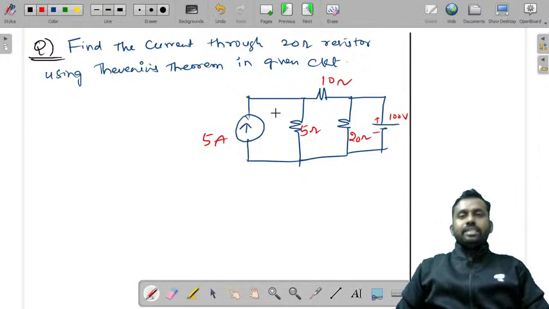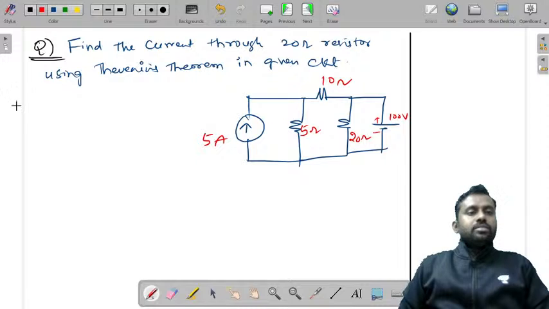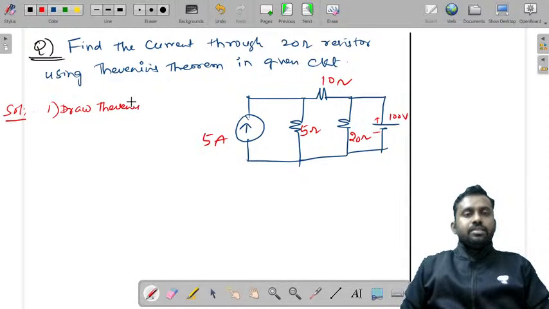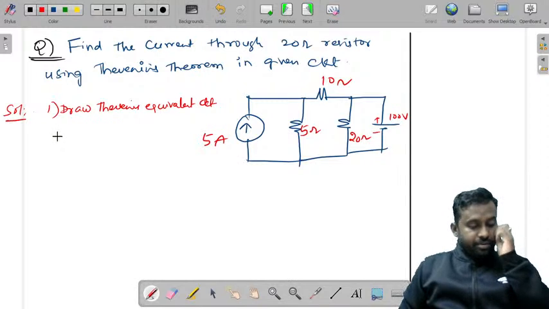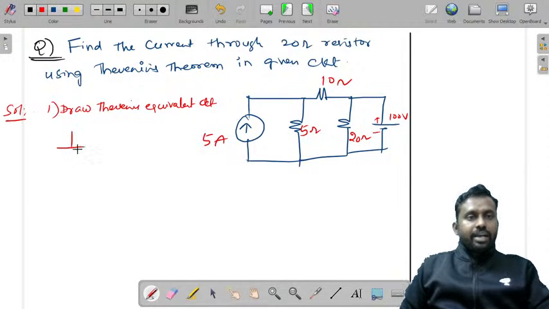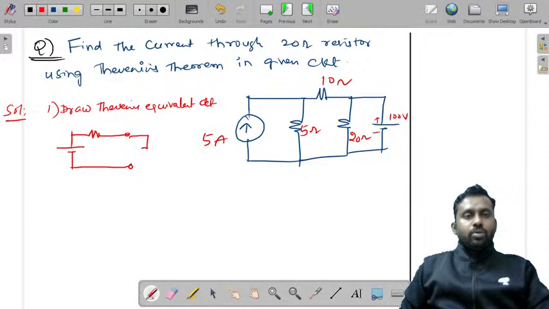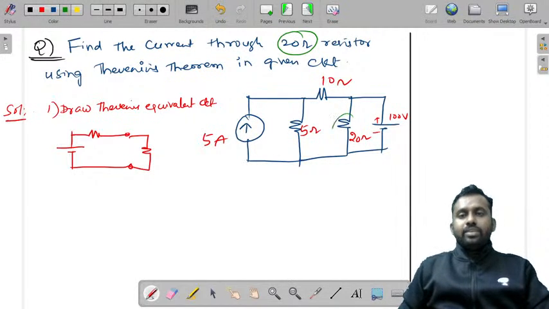From this, the first thing that you need to do is draw the Thevenin's equivalent circuit. So what is the Thevenin's equivalent circuit? You have a voltage source in series with a resistance connected to a load resistance. What is the value of the load resistance here? 20. So this 20 ohms is our RL value.